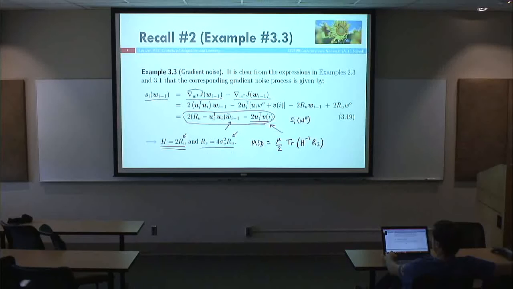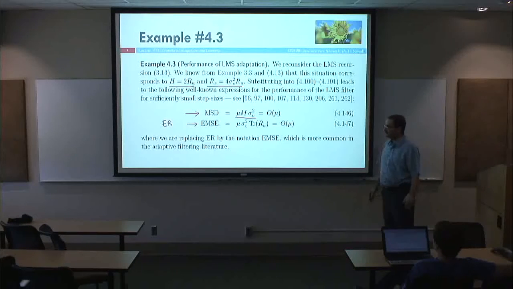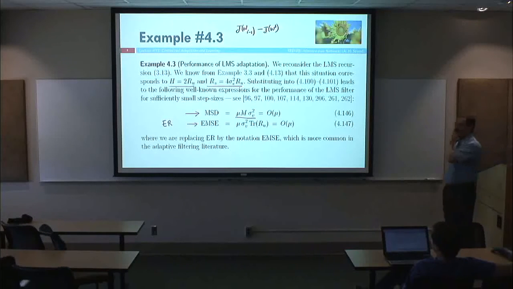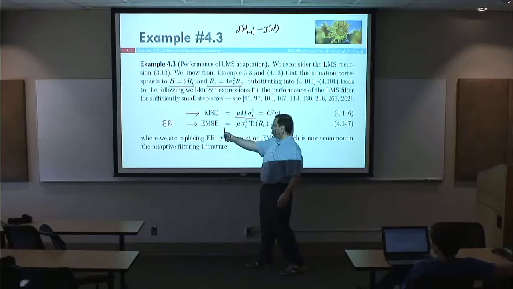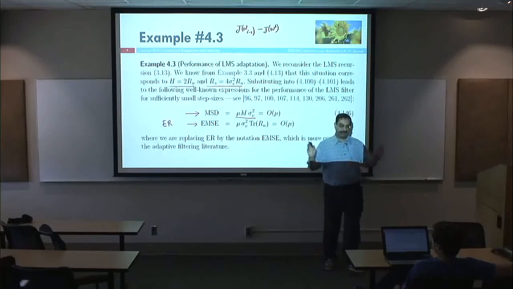And when you plug these values into this expression, you will find out the MSD, using this H and that R_S is given by this expression, and the excess mean square error, or the excess risk, which in the context of adaptive filtering we refer to as the excess mean square error, because this quantity is a mean square error, and this difference is how much in excess of the minimum value you have. So in the context of adaptive filtering, we refer to it as the excess mean square error. When the cost function is a mean square error, that's what you get, okay? So we derived these expressions before.